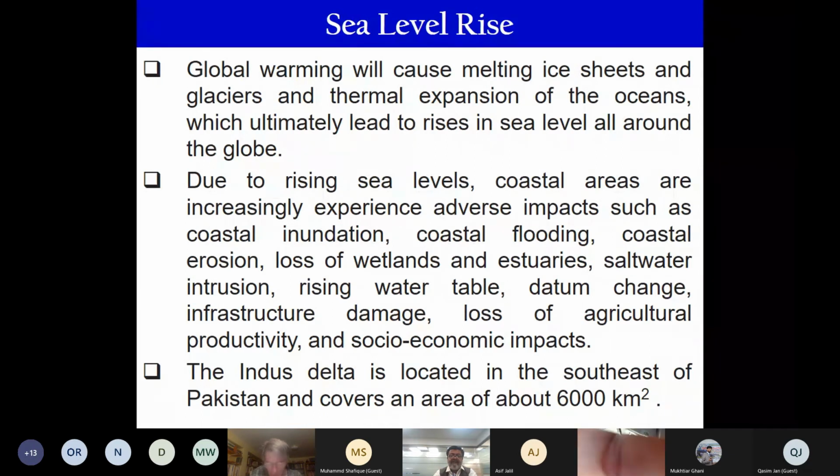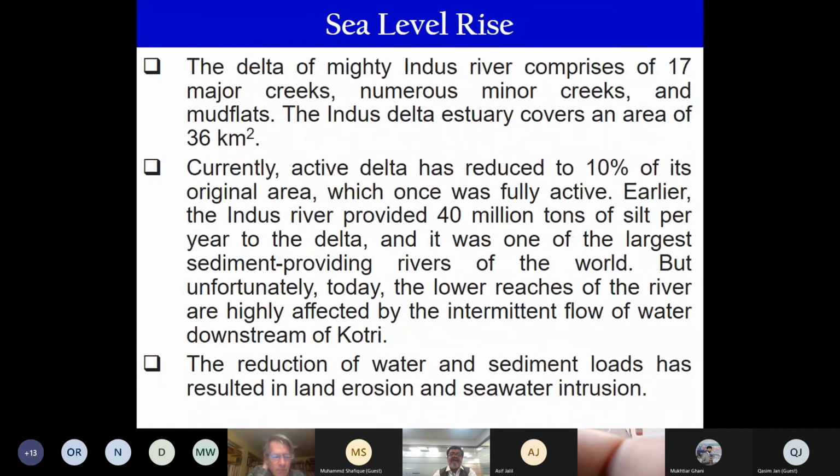Indus Delta is located in the southeast of Pakistan and covers an area of about 6,000 square kilometers. The delta of the mighty Indus River comprises 17 major creeks, numerous minor creeks, and mudflats. The Indus Delta estuary covers an area of 36 square kilometers. Currently, the active delta has reduced to 10% of its original area, which once was fully active.